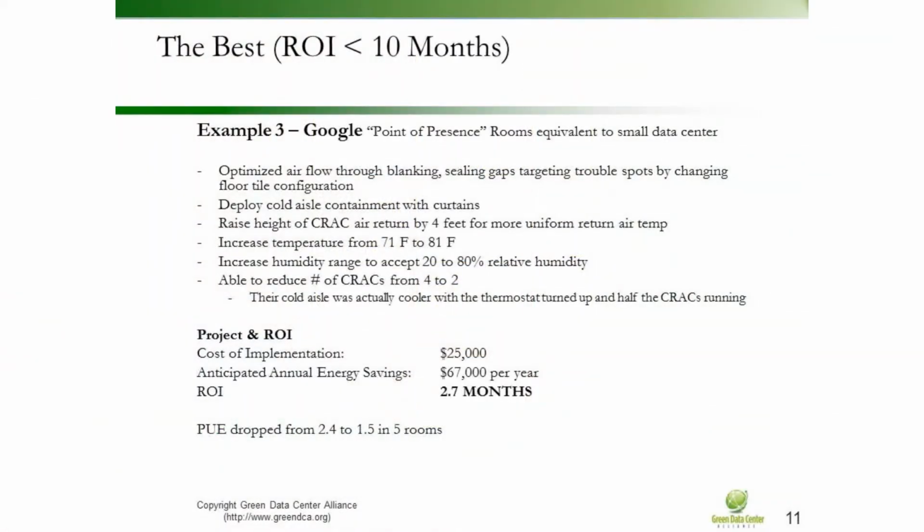So the cost of implementation was $25,000. Again, you're not Google, so you don't have the smarts, or they probably have a lot of software to do CFD, computational fluid dynamics studies and things like that. But you can take some of these basic things and have confidence to raise set points and do things like that. But in this example, and if you can't find it, you can contact me and I'll send you the white paper. But the anticipated savings was $67,000, and the ROI was 2.7 months. And they went from a PUE of 2.4 to 1.5 in 5 rooms.